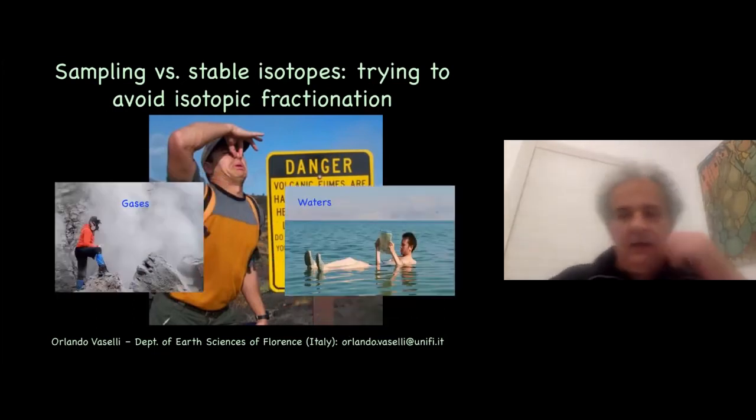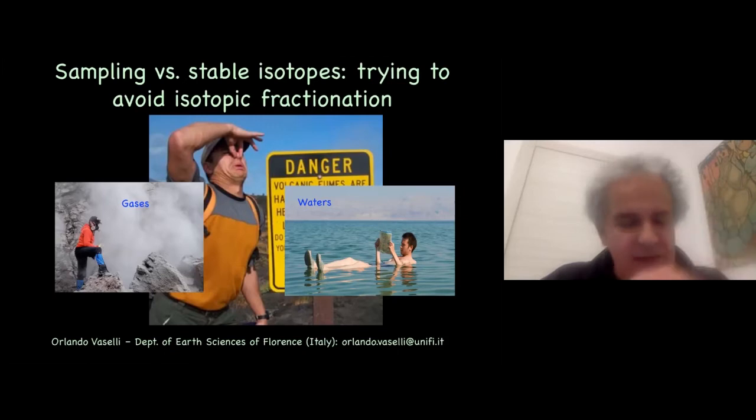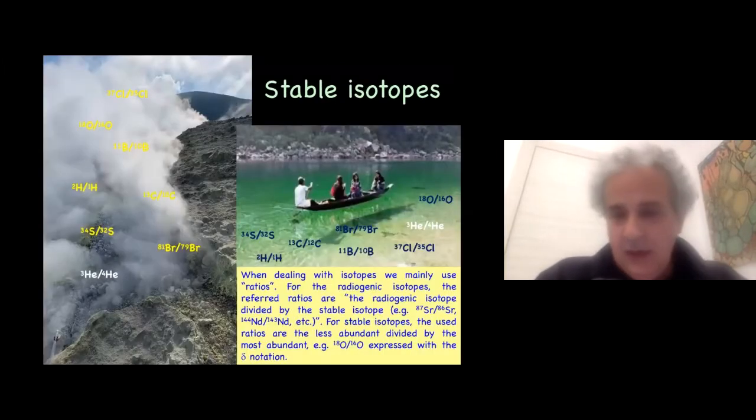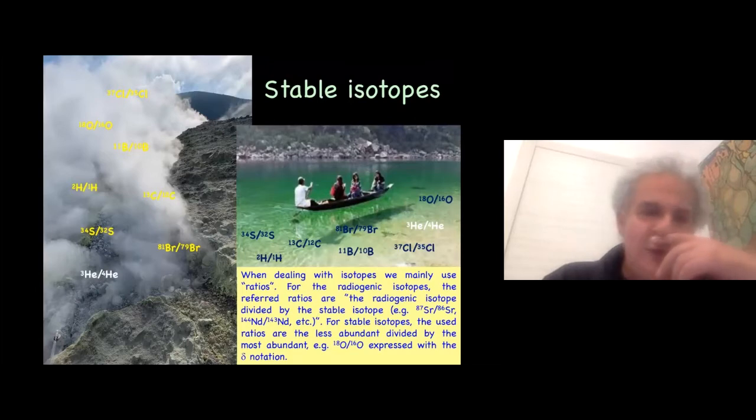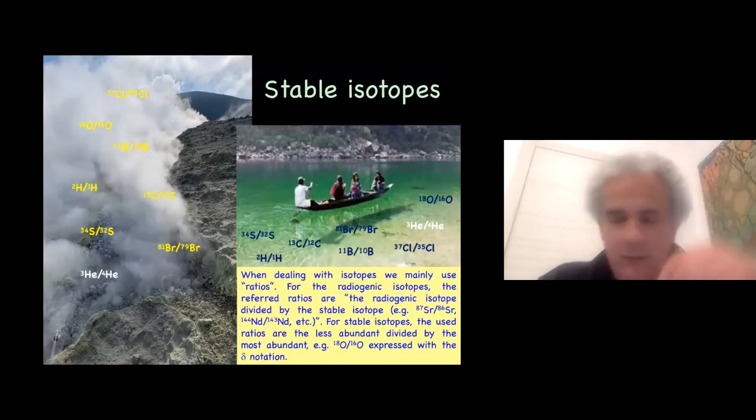So the main types of phases that we are going to deal with are gases and waters. We will see different types of sampling for the stable isotopes in these two phases. As you know, when we are dealing with isotopes, we are expecting to use ratios. For radiogenic isotopes, the ratios are, for example, the radiogenic isotope divided by the stable isotope, strontium 87 divided by strontium 86, and so forth.